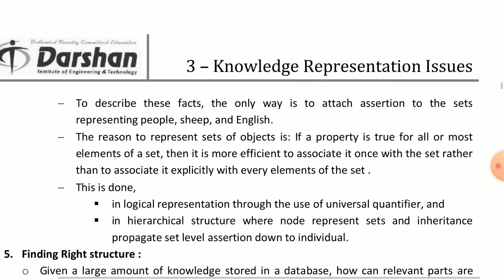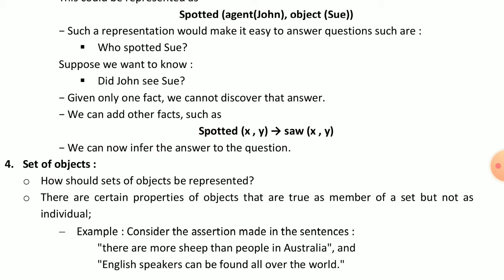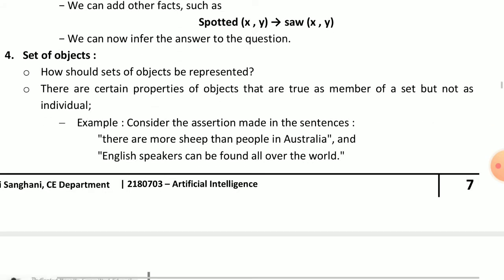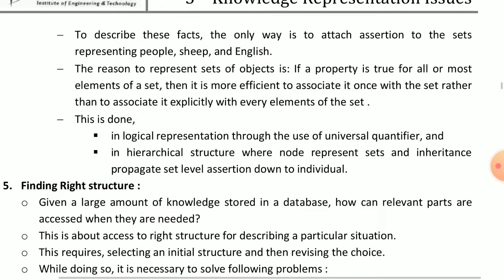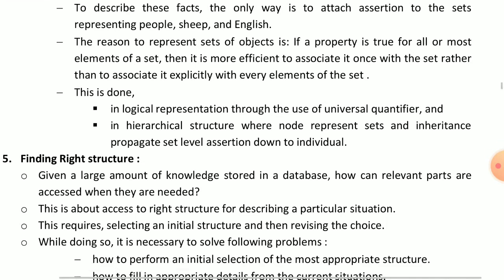So the fourth issue, set of objects, is completed. We can take one example and then understand the issue. Now the next issue is the fifth, finding the right structure. We can find the right structure, meaning the true structure. We can't use a wrong structure.